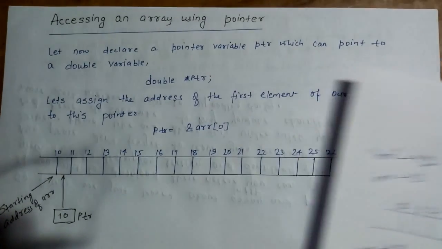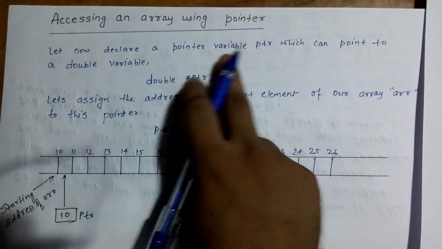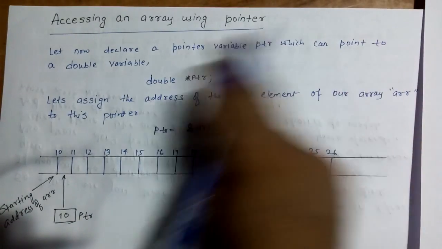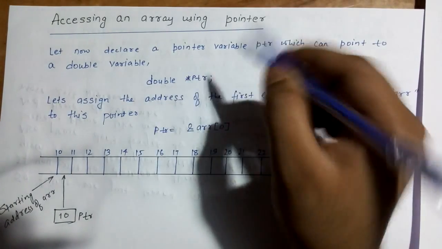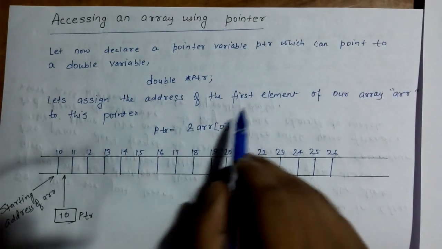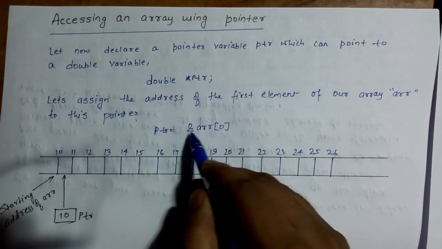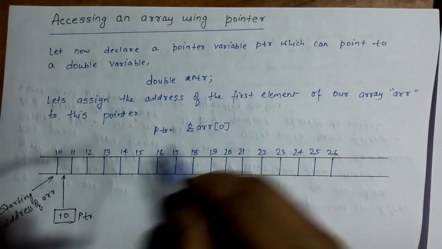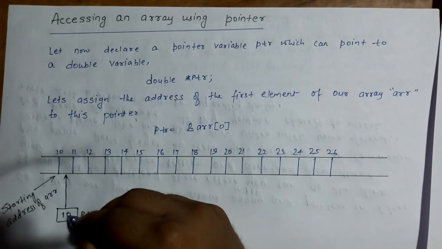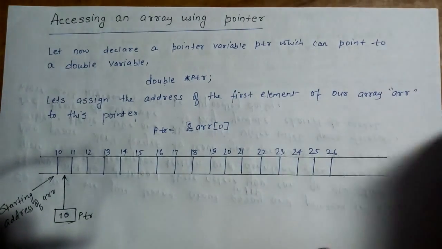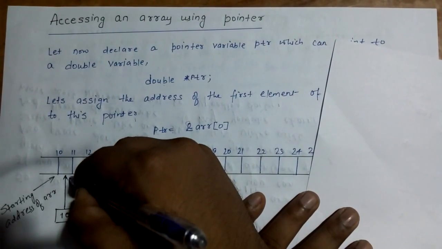Now we will learn how we can access an array using a pointer. We declare a pointer variable ptr which can point to a double variable, that is double star ptr. Okay, let's assign the address of the first element of our array ARR to this pointer. That is, ptr is equal to address of ARR 0. That is, ptr is now pointing to the first element of this array, that is ptr is storing the address 10. So writing ptr is as good as standing outside of this box.